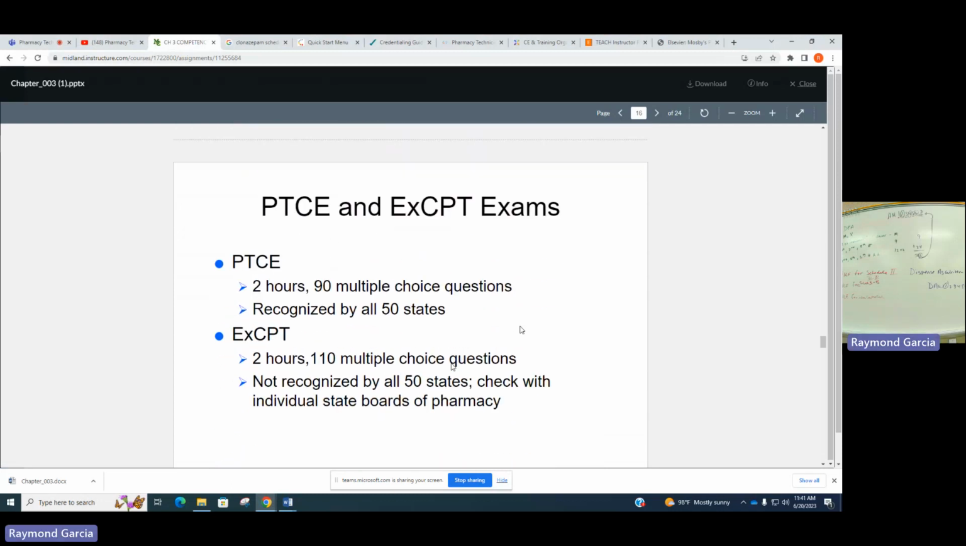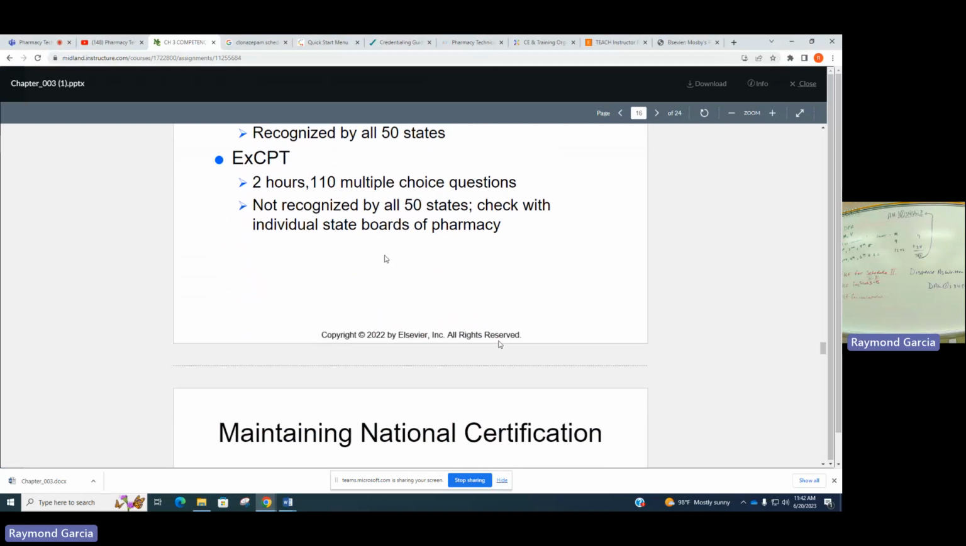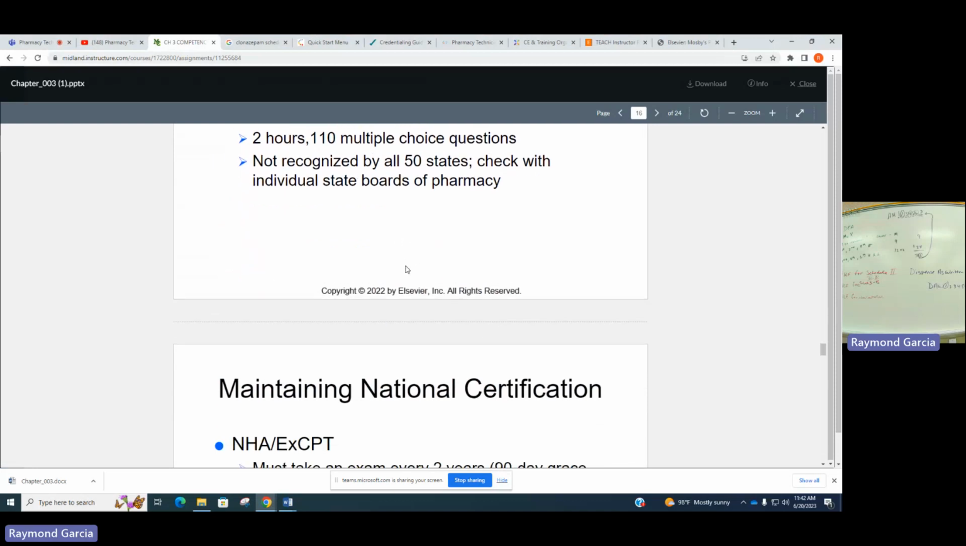PTCB and NHA's ExCPT. They're both 2 hours long as far as exams. One is 90 multiple choice questions. The other is 110. This one says it's recognized by all 50 states, and this one shows that it's not recognized by all 50 states. It says check with individual state boards of pharmacy. I know Texas is one of the recognized states though.